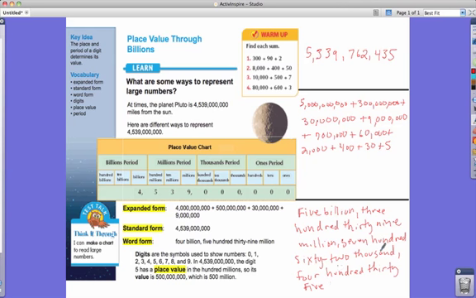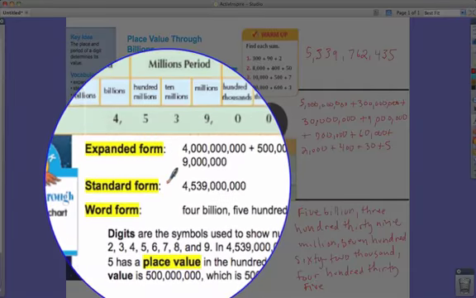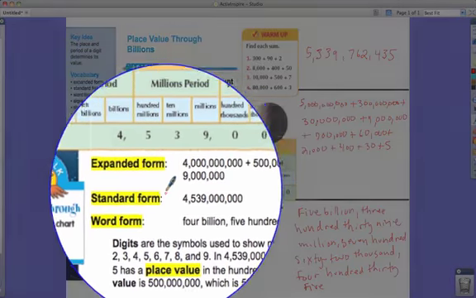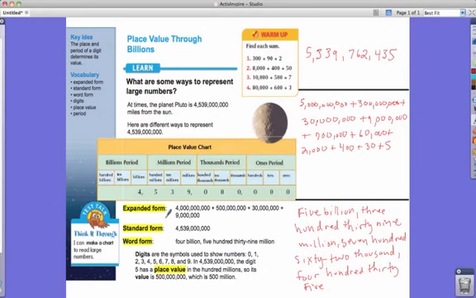All right, now let's go over a quick review. Some of the most important terms are expanded form, standard form, and word form. Now, expanded form, if you recall, it means that when you take the number, you want to break it up into its place values. Standard form is simply the number written in number form, and word form is when you take the number and you spell it out. All right?